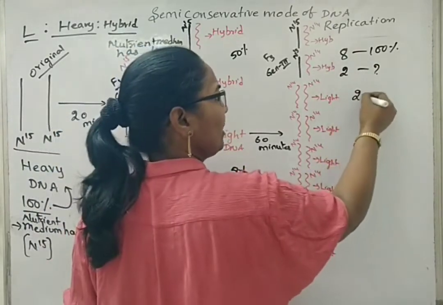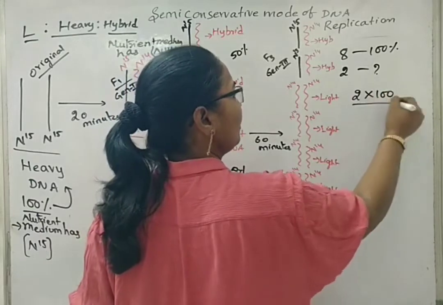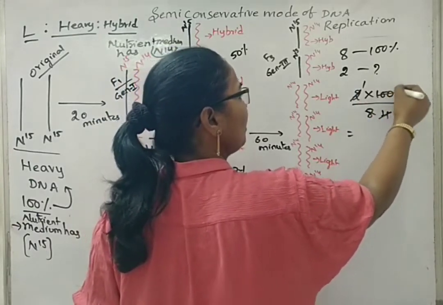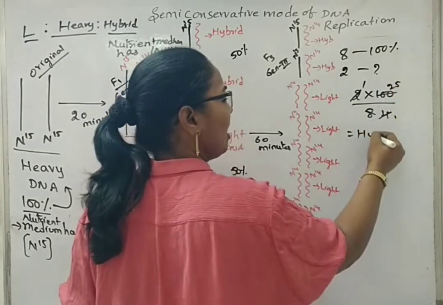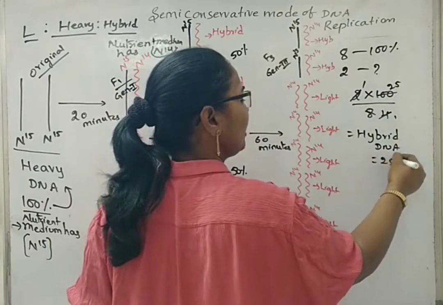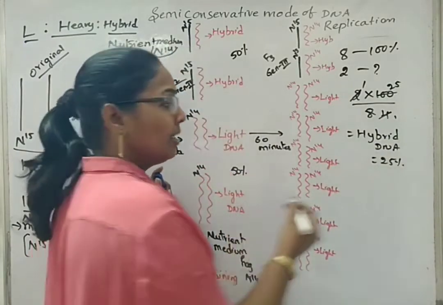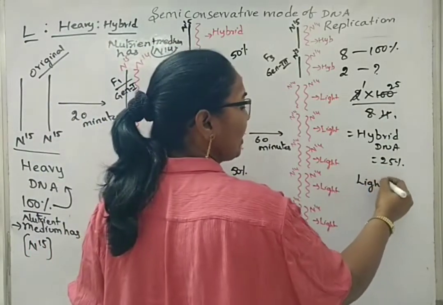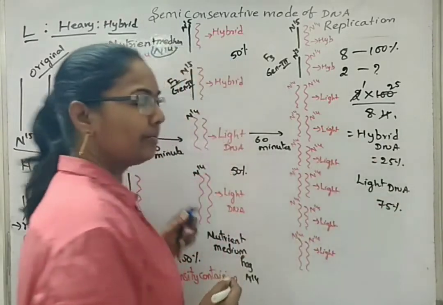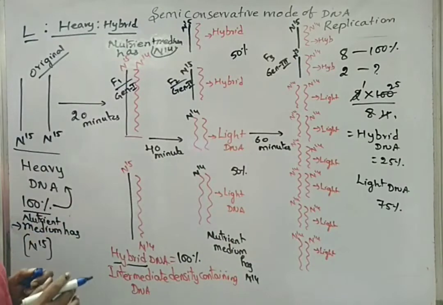What is the percentage of 2 strands in that? If we do cross multiplication, 2 into 100 divided by 8, what answer are we getting? 2 ones are 2, 4 twos are 8, so 25. It means hybrid DNA is 25%. It means that the remaining light DNA strands should be 75%. Here we can discuss some MCQs.